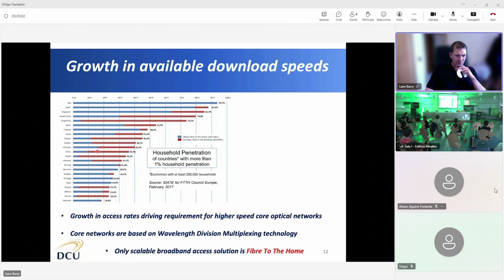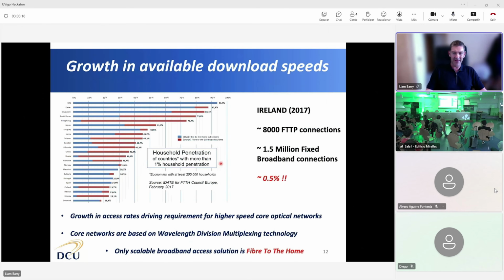If you see my laser pointer now, you'll see obviously even 10 years ago, there were many countries in Asia that had already committed to install fiber everywhere to everybody. If you look here, Spain is at 24%. Ireland, interestingly, isn't even on this curve. It was at 0.5% back in 2017. Okay, so very, very disappointing.